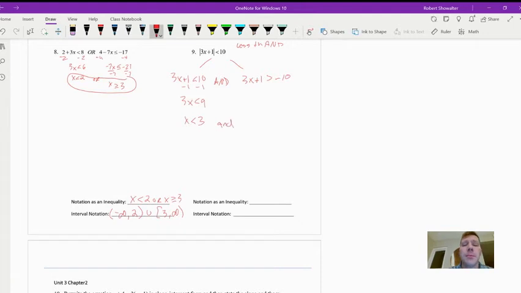And -1, -1. 3x greater than -11. Divide by 3. Divide by 3. X is greater than -11 over 3. And it's an and problem.